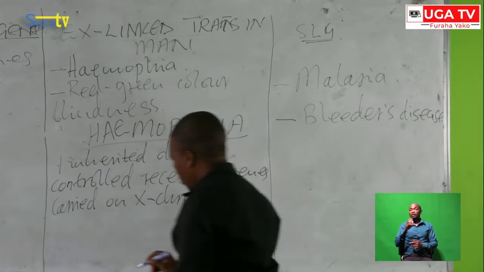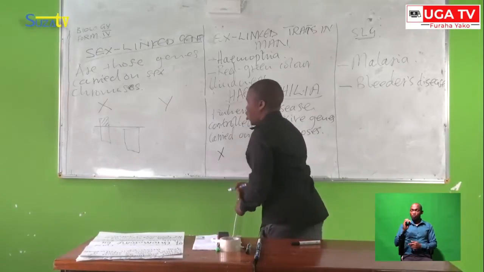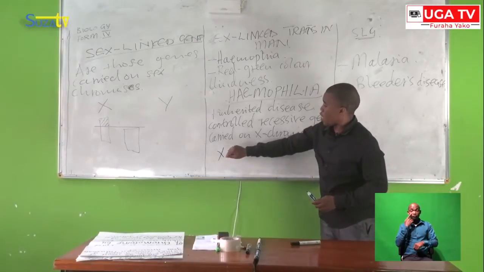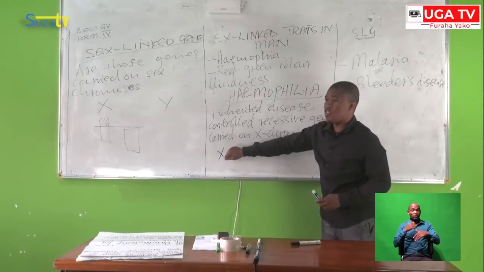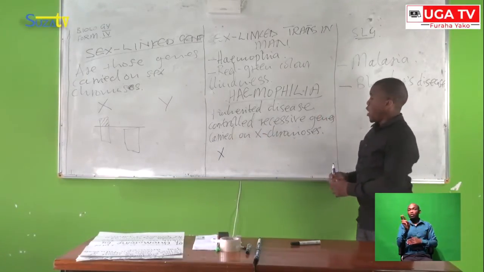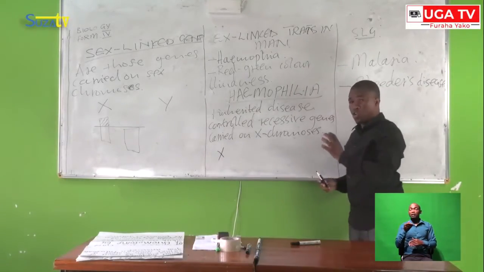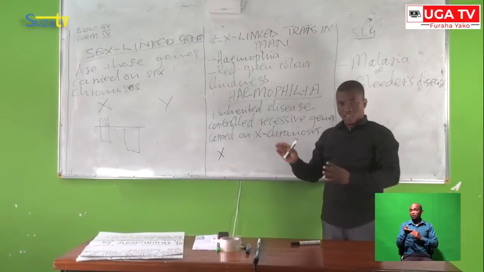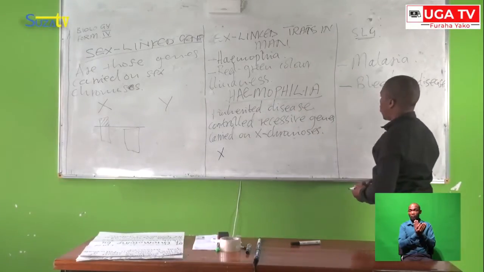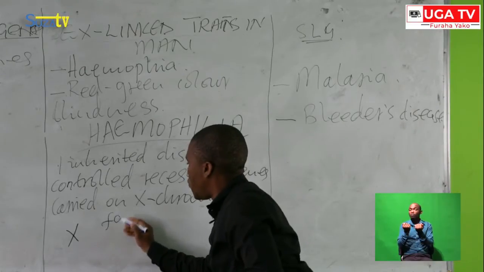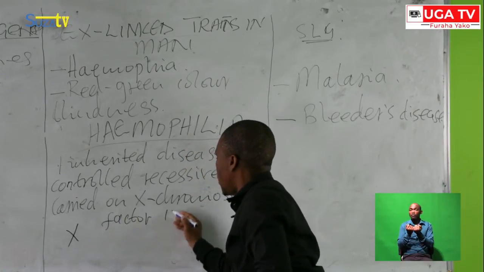So, what is the effect of sex-linked genes when they are carried on X chromosomes? When the sex-linked gene carried or present in this chromosome will prevent the formation of what? Will prevent the formation of factor 3.